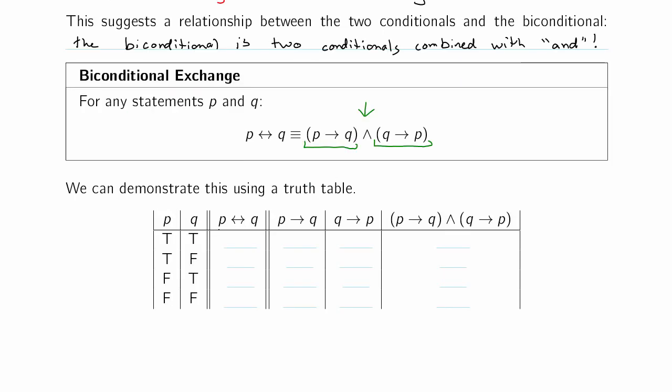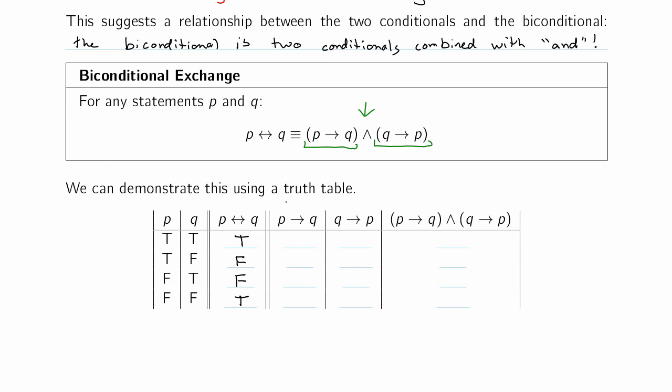So, for P, if and only if Q, remember that's true when the two have the same truth value. It's false when they're different. So true if and only if true, that's true. True if and only if false, those are different, so that's false. False if and only if true, those are different, so that's false. False if and only if false, those are the same, so that's true again.